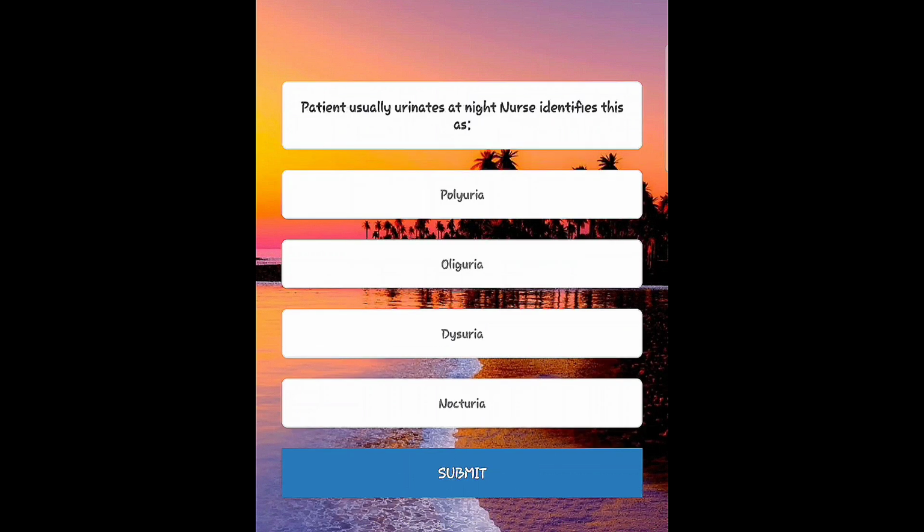Patient usually urinates at night. Nurse identifies this as polyuria? Oliguria is scanty urine, right? Dysuria, that's like pain in urination. Nocturia is, I think our option should be nocturia because it has to do with night. Let's see. Yes, let's go to the next question.